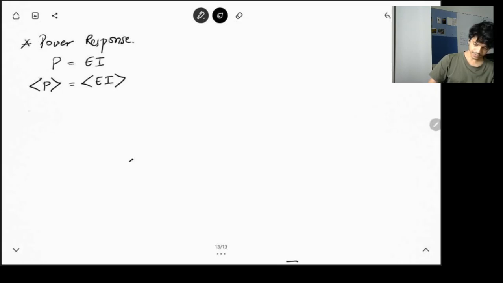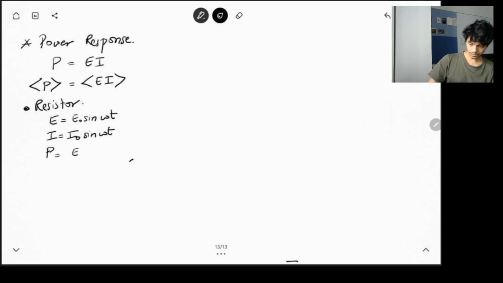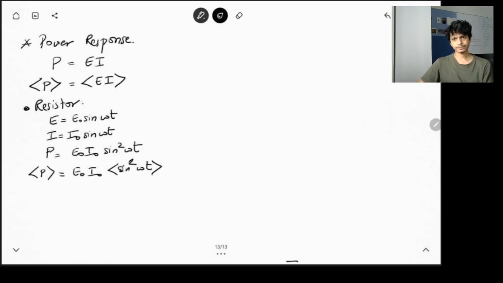So let's look first at the resistor. For a resistor, we have seen E is E0 sine omega t, I is I0 sine omega t. So P, which is the product of these two, is E0 I0 sine square omega t. So average power is E0 I0 and the average of sine square omega t. Do you know how to take averages of functions?